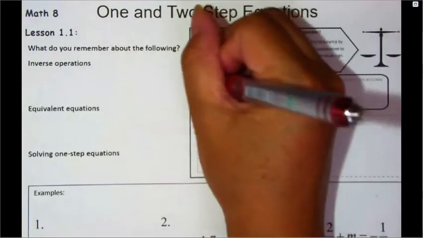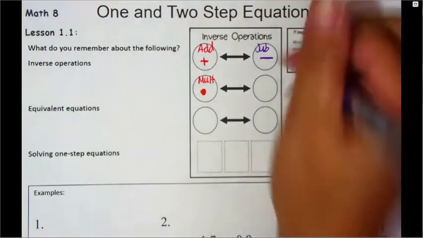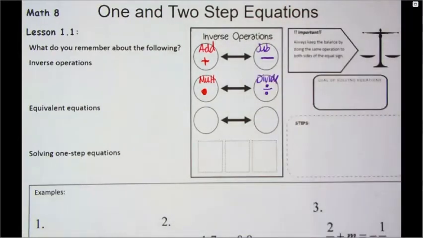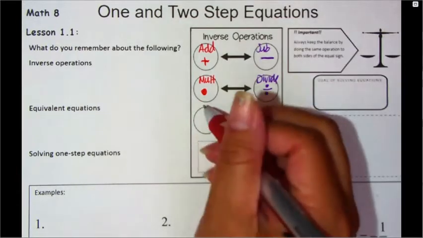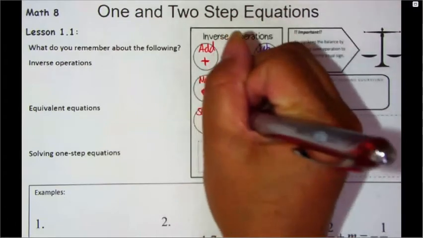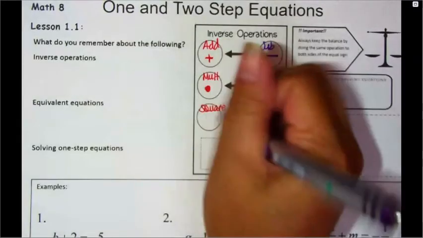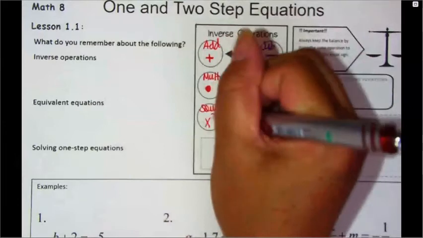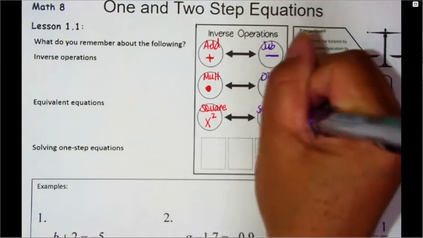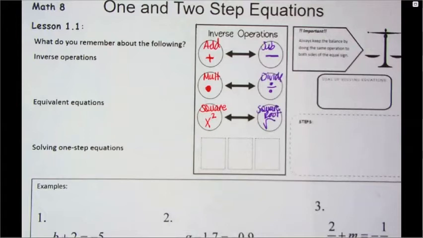To undo a multiplication, I would divide. And if I wanted to undo a division problem, I would multiply. If I want to undo a problem that has a square or squaring, that looks something like this, x to the second power, the inverse of that is square root. We'll get to those type of problems a little bit later on in the school year, but it's good to see that now.